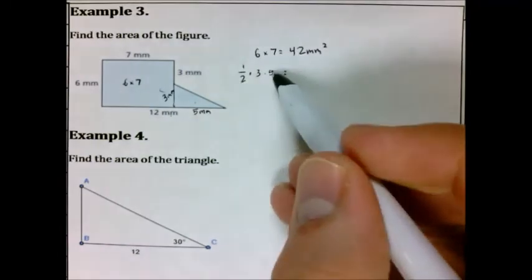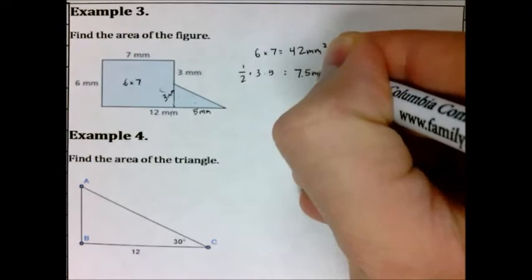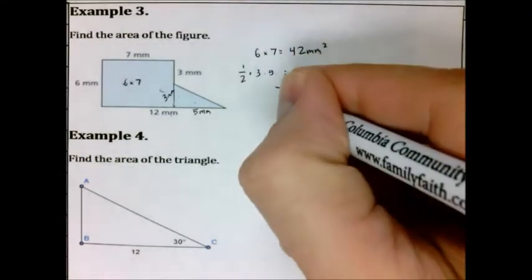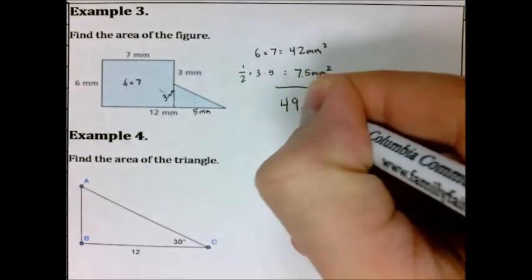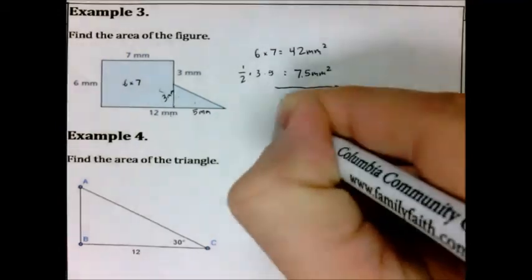3 times 5 is 15. 15 divided by 2 is 7.5 millimeters squared. Okay, and then finally we just have to add those two together. We end up getting 49.5 millimeters squared, and that's the area of that entire figure.